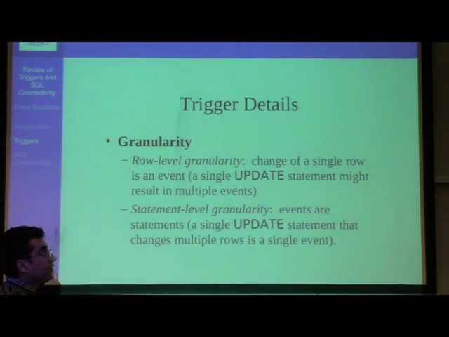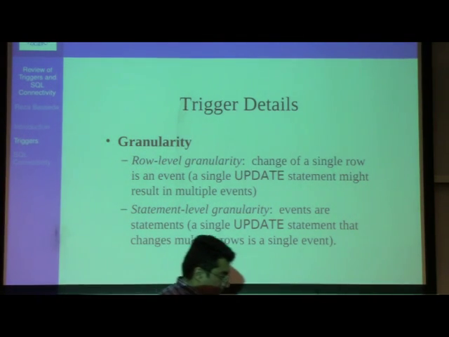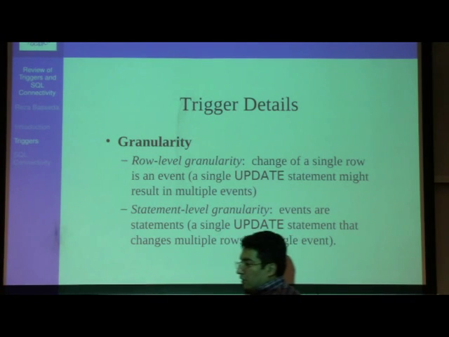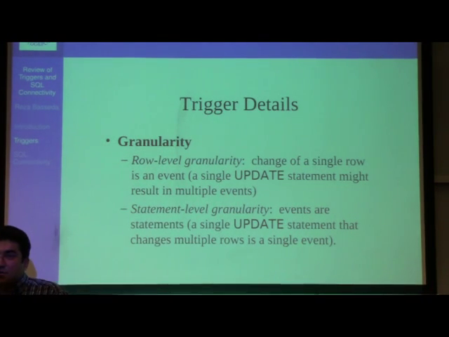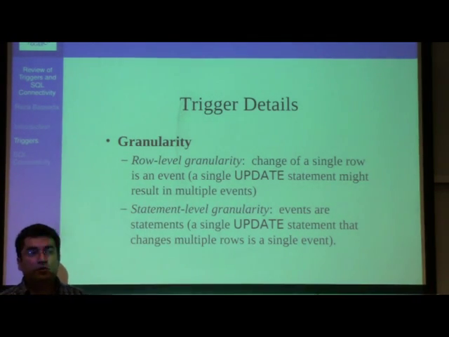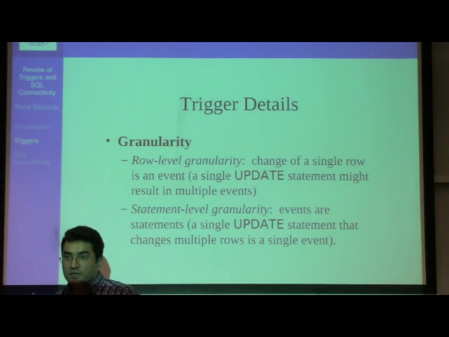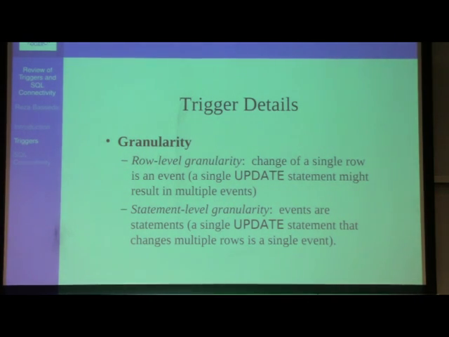Now, another important factor in the triggers is granularity. Okay, it means how we want to consider the database tables when we are running an action or when we are checking the condition. Okay, what's the difference between these two granularities? One is with the rows and the other one is the statement.